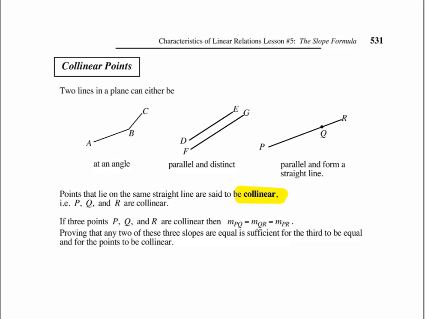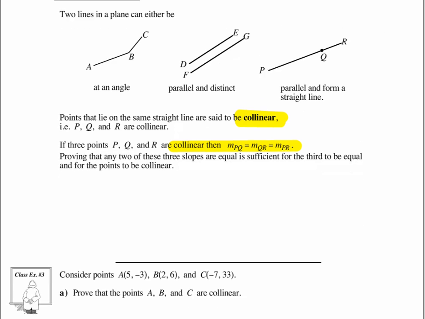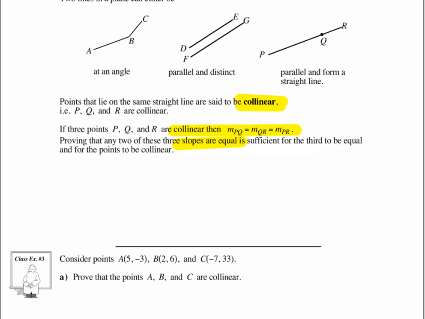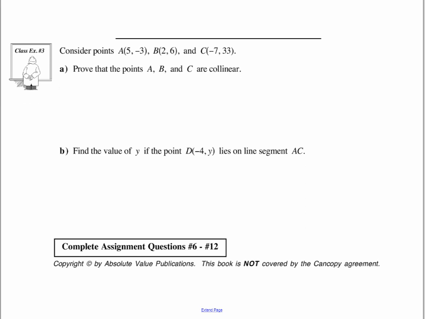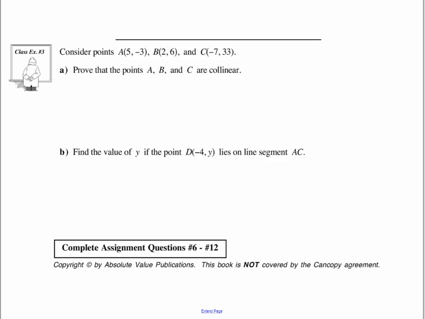So here's this idea of collinear points on the next page. Points that are on the same straight line are called collinear, and collinear points will have the same slope. The slopes are equal if they're collinear. So if I was to prove, this is our last example, that these points are collinear, I need to prove that the slope of AB is the same as the slope of BC. Because if the slope of AB is the same as the slope of BC, then they're on the same line. They're collinear. Okay?